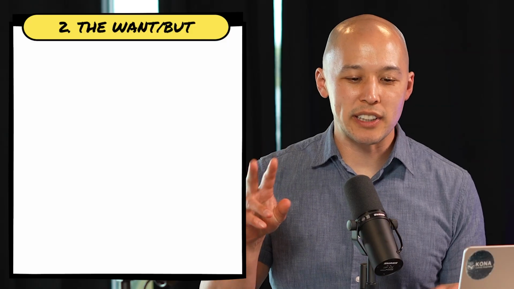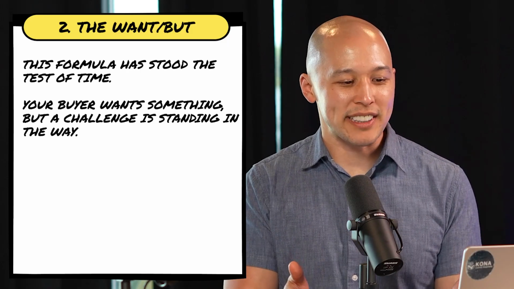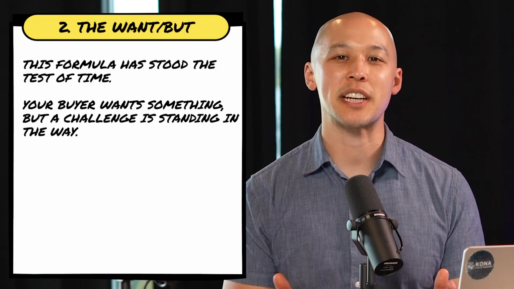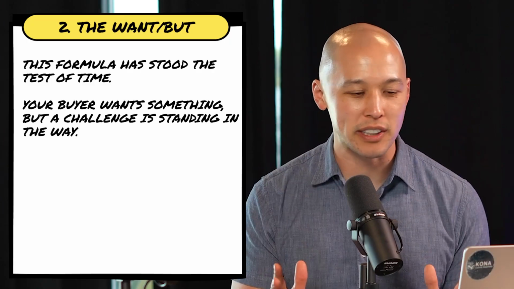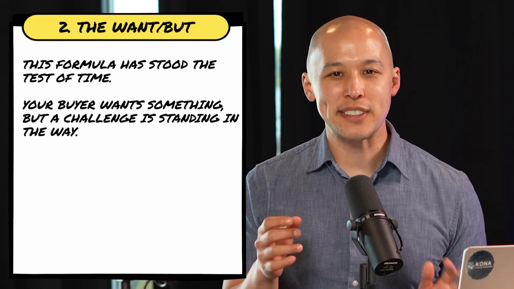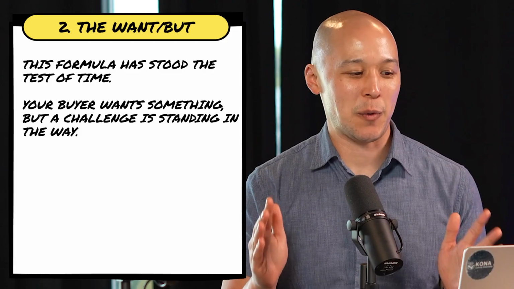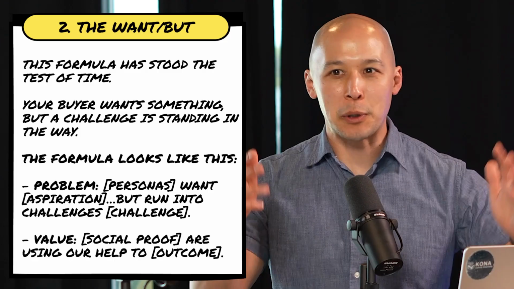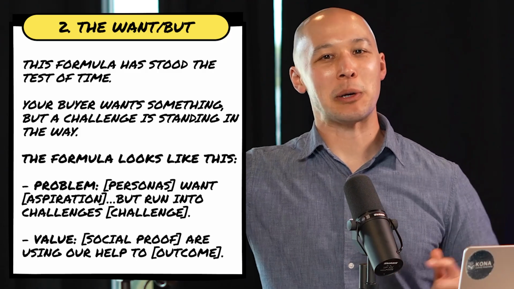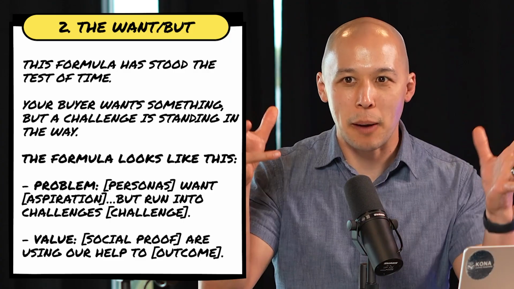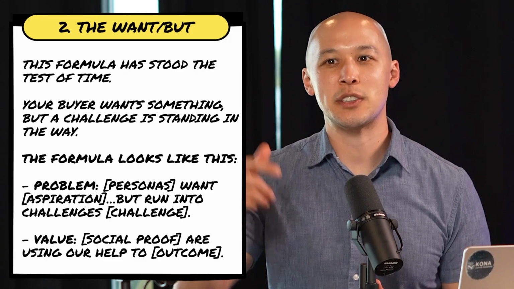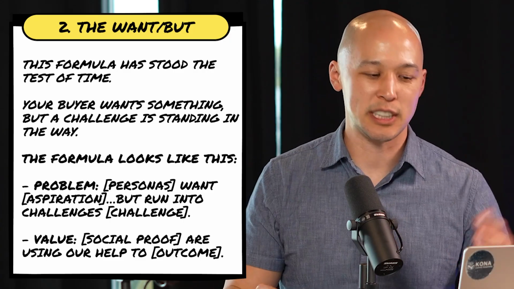So the second formula is the want but. This is the formula that's really sort of stood the test of time. It's the age-old marketing formula like we talked about. Your buyer wants something, but there's a challenge standing in the way. So the formula looks like this. Persona wants aspiration, but runs into challenge, the problem, right? The value piece is social proof, using our help to achieve this particular outcome.